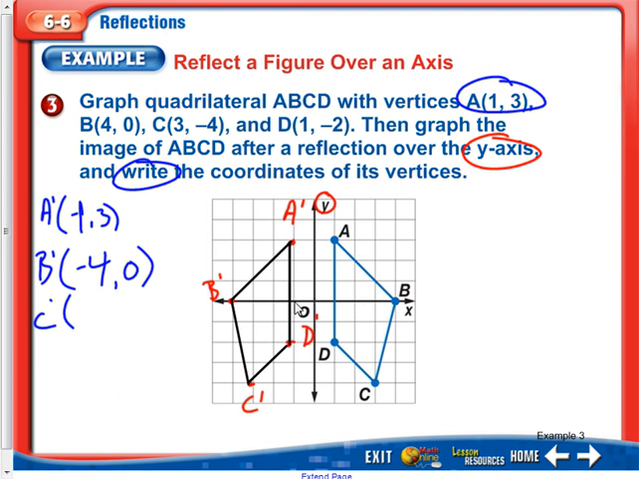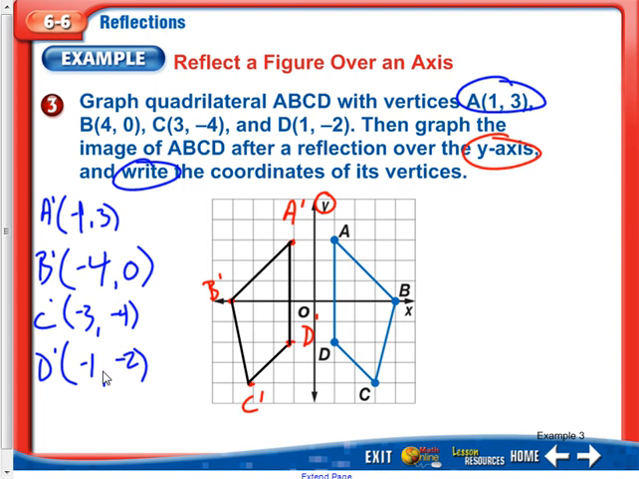C prime is -1, 2, 3, down 1, 2, 3, 4, so -3, -4. Let's look at what it was before. It was 3, -4. Now it's -3, -4. So Y stays the same when flipping over the y-axis. All right, and then D prime, we go -1, -2. And let's look at what it was before. It was 1, -2. The -2 for the y coordinate is the same.